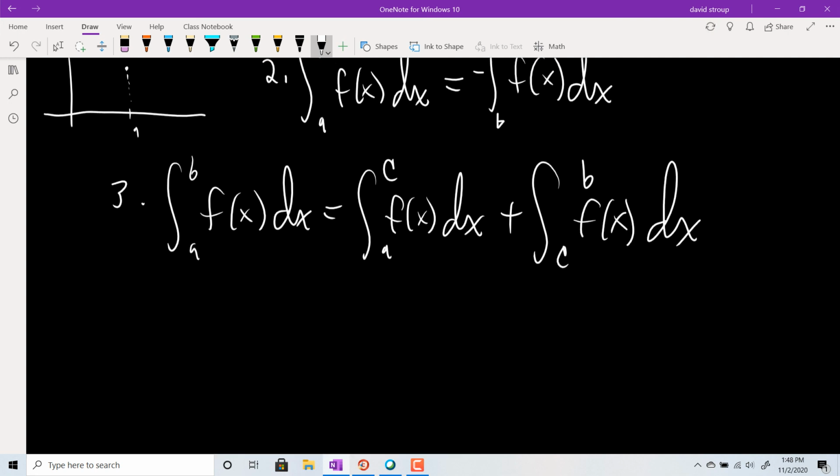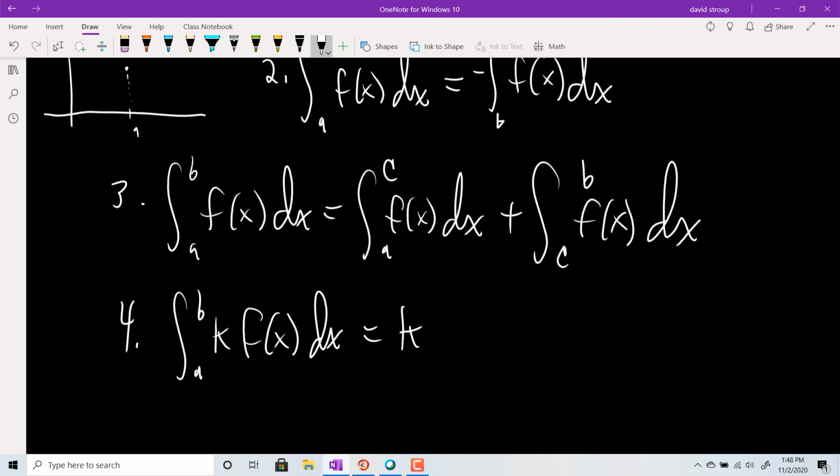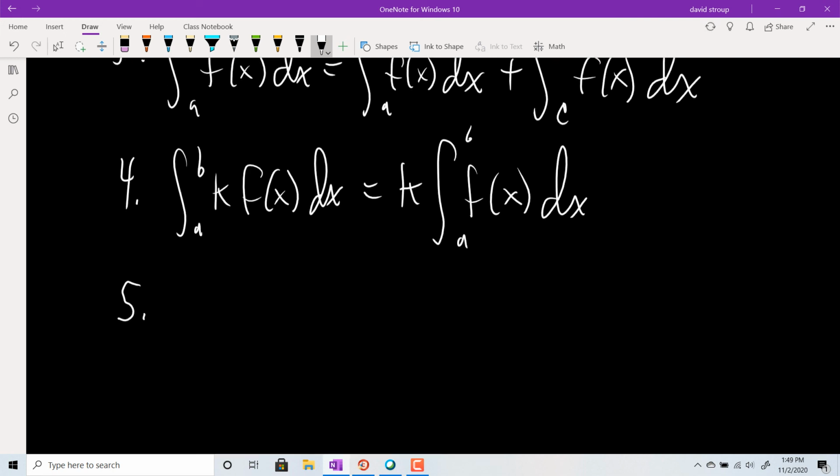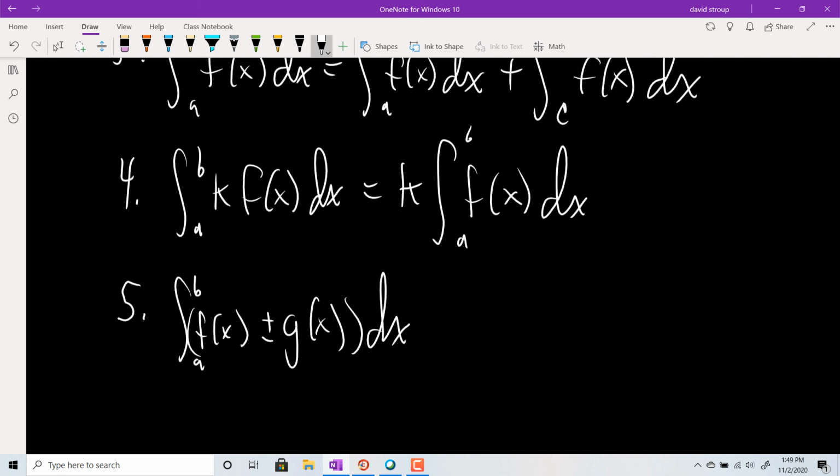What else can we do? You can, of course, factor out constants. So the integral from a to b of a constant k times f of x dx is just k times the integral of f of x dx from a to b. Of course, the definite integral of a sum or difference of functions is equal to the sum or difference of the definite integrals. So we saw that with the indefinite version, just like number 4 we saw with the indefinite version as well, but it also holds with the definite integral.